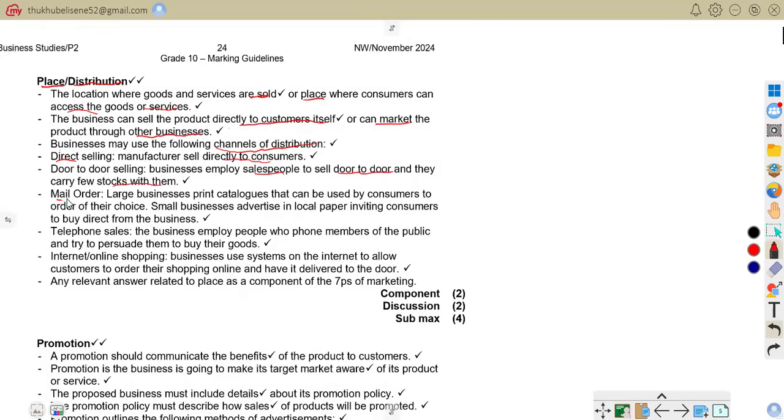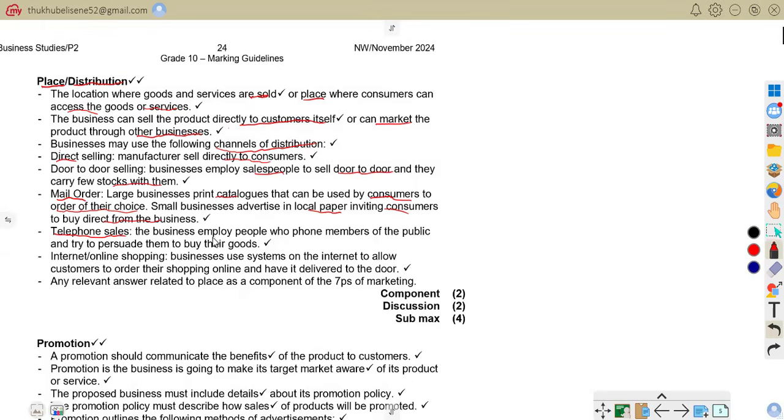Also, they can make use of mail order. Large businesses print catalogs that can be used by consumers to order of their choice. Small businesses advertise in the local paper, inviting consumers to buy direct from the business. So this is another channel.